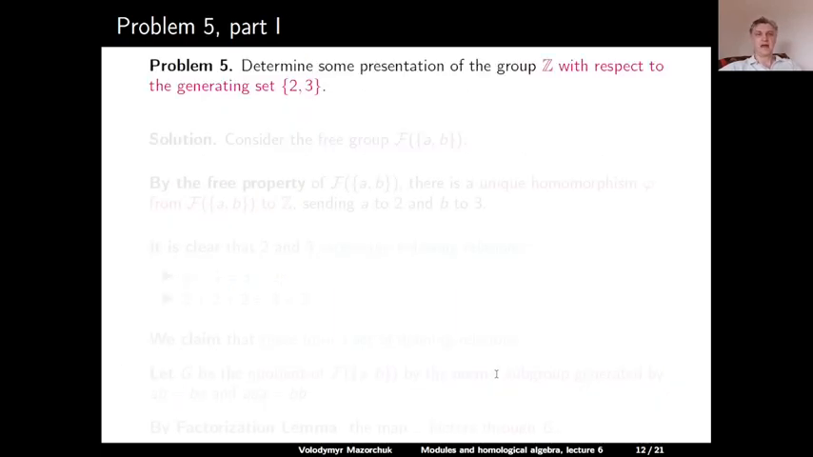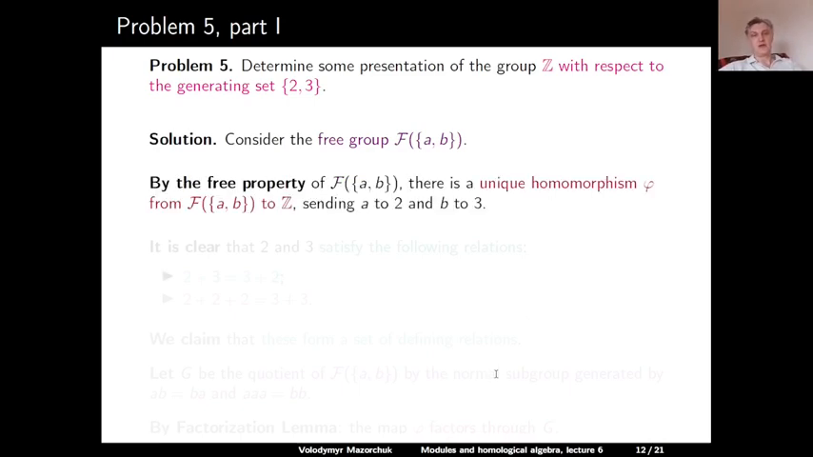Problem 5. Determine some presentation of the additive group of integers with respect to the generating set consisting of 2 integers, 2 and 3. Solution. So we have two generators. We have to consider the free group on two letters, A and B. By the free property of this free group, there is a unique homomorphism phi from this free group to the additive group of integers, which sends A to 2 and B to 3. And then we can easily guess some relations.